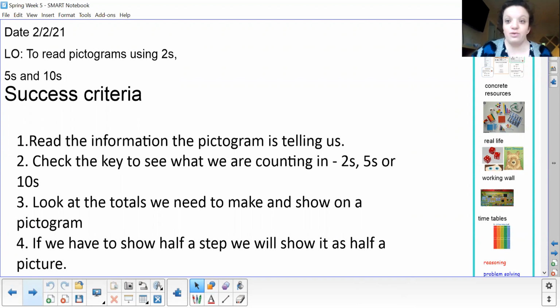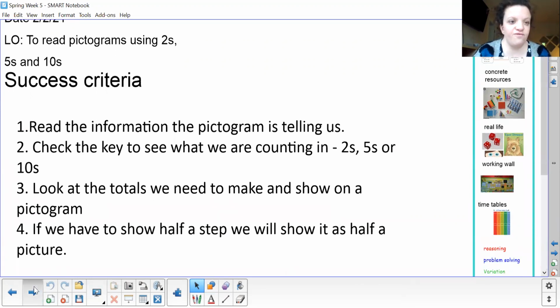So the first thing we're going to do is read the information the pictogram is telling us. What's it about? Is it about ice creams or insects, or what's it about? We're going to check the key, check the scale to see what we're counting in, 2s, 5s or 10s. We're going to look at what totals we need to make and then how we're going to show that on the pictogram. And we're going to think about if we have to show half a step. So if we've got a number that's a 1 or a 5, how we're going to show half of a step, if it's not an actual 2s or 5s or 10s number, and how we'll show it as a picture. Okay, let's move on.